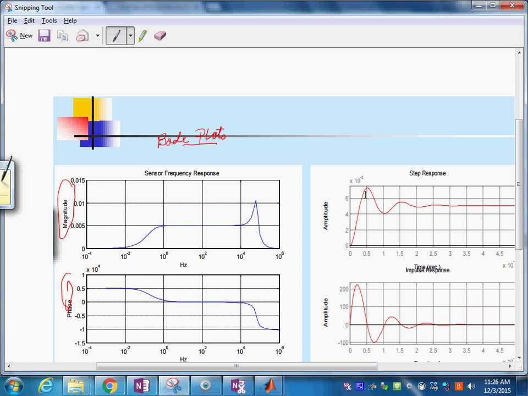But this one, if I test the system with the step response, this is the step response of the system. Or if I test it with an impulse response, this is what it is. So the question now is, how do I get these Bode plots? And how do I get this step and impulse response? So this one was the impulse response.